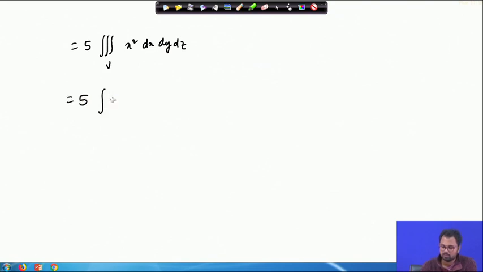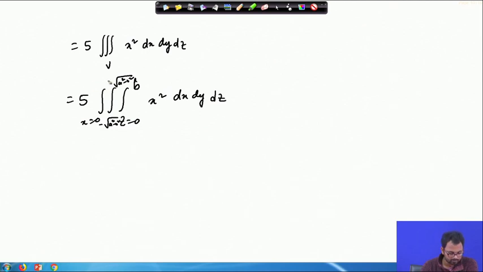Now, we have to find the limits. In order to find the limits, z is varying from 0 to b, so finding the limits for z is not complicated. Now, y will vary from minus the square root of a square minus x square to the square root of a square minus x square, and x will vary from minus a to a. So, basically we take both plus and minus values, and x is varying from minus a to plus a.